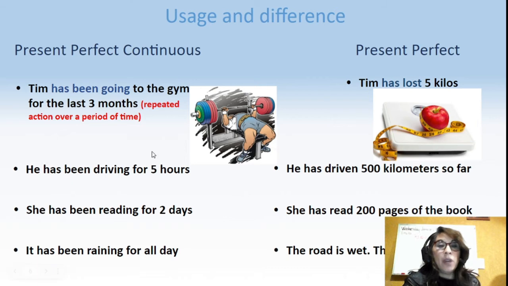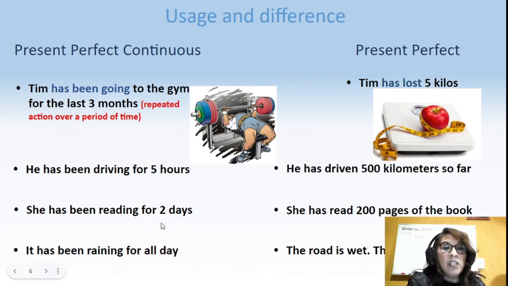He has been driving for 5 hours. So he continues driving. And what is the time that he has been driving? 5 hours. But what is the result? He has driven 500 kilometers so far. This is the result until now. This is present perfect simple.